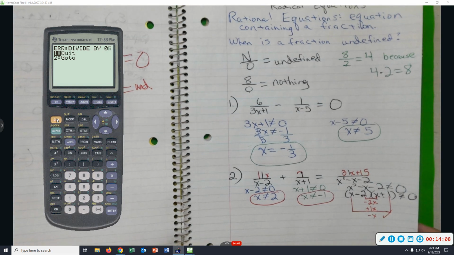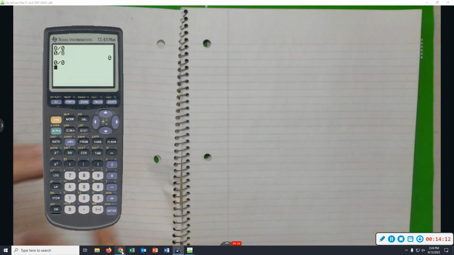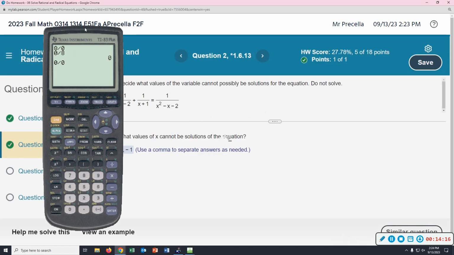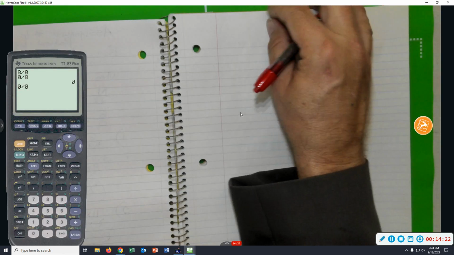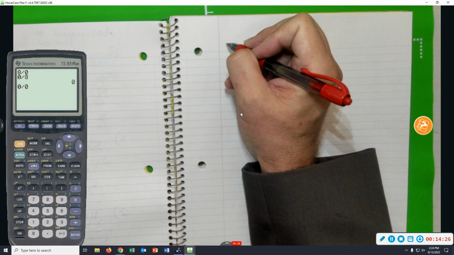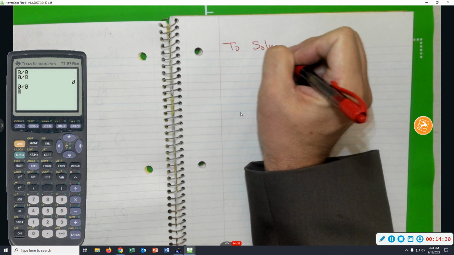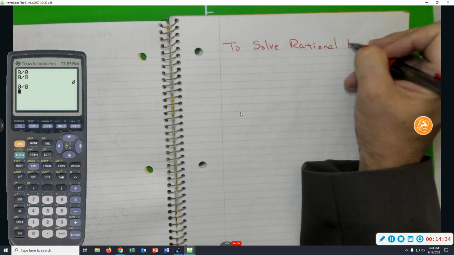But we've spoken for 15 minutes now without actually solving a single equation. So now it's time to start trying to solve rational equations. I'm going to write out a general procedure, a strategy, to solve rational equations.